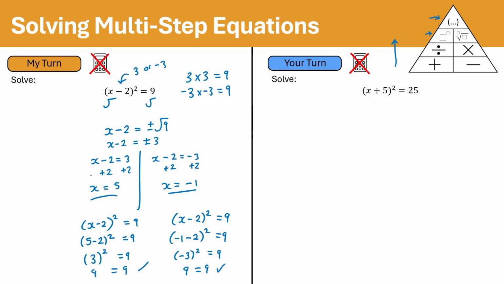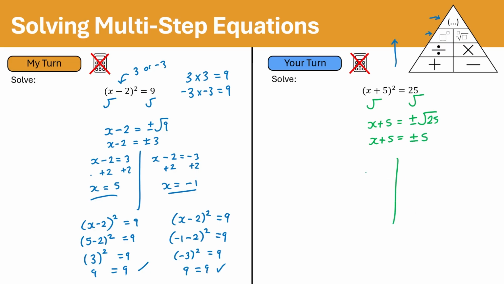Okay, we're going to start off by undoing the squaring, so we'll square root both sides. On the left-hand side, that'll leave me with x add 5. And on the right-hand side, I'm going to have the positive and negative result of the root of 25. Root 25 is 5, so I'll have x add 5 is equal to positive and negative 5 as my answers.